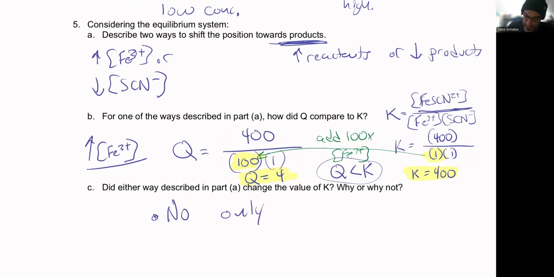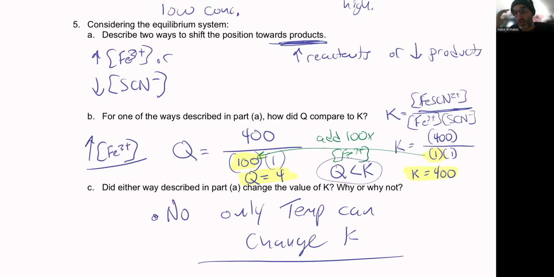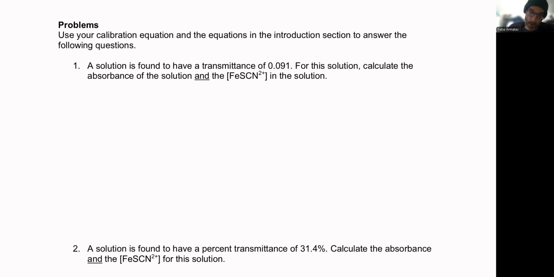Only temperature can change K. That's it. It's the only way we can change K, simply by changing the temperature. Temperature, temperature, temperature. In fact, I think you look at that next week. You should look at that in Lab 5. Temperature is the only thing that changes K. All right, moving on to the problems part.